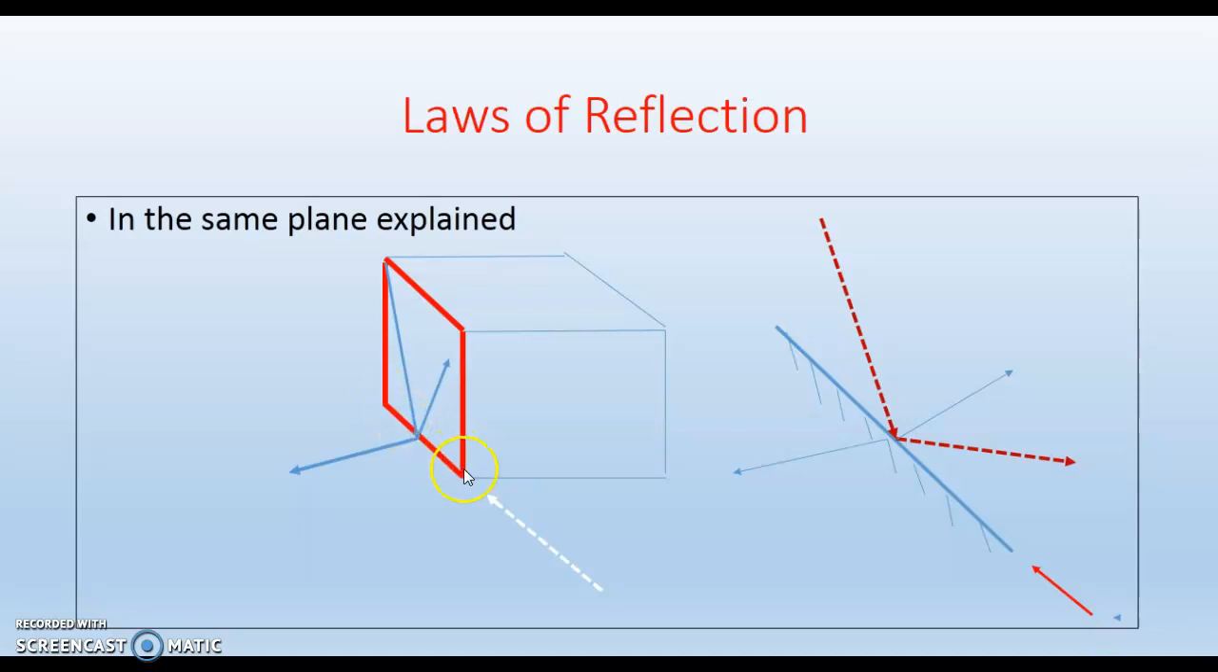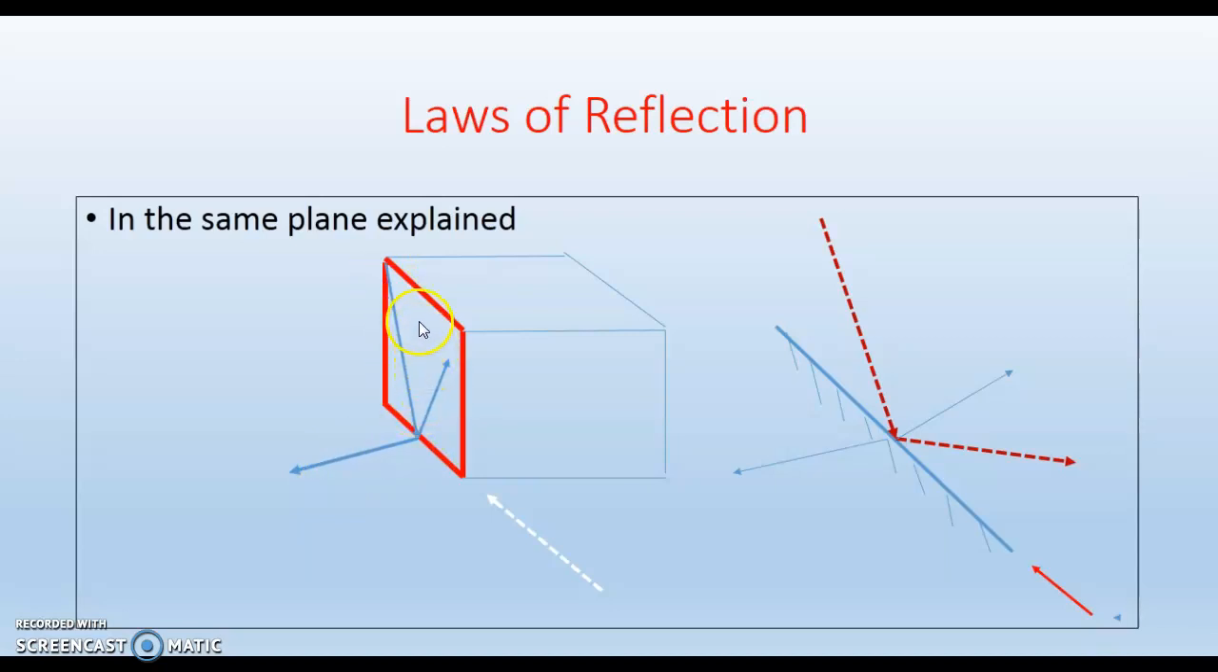Now, if we assume that this is the reflecting surface of the mirror, and we assume that this is the incident ray, and this is the reflected ray, we see that they are all in the same plane. If you are here and you are looking at it, you see it to be one line in the plane. You don't see the reflected ray going in this direction. So this ray here is not in the same plane as this ray here.